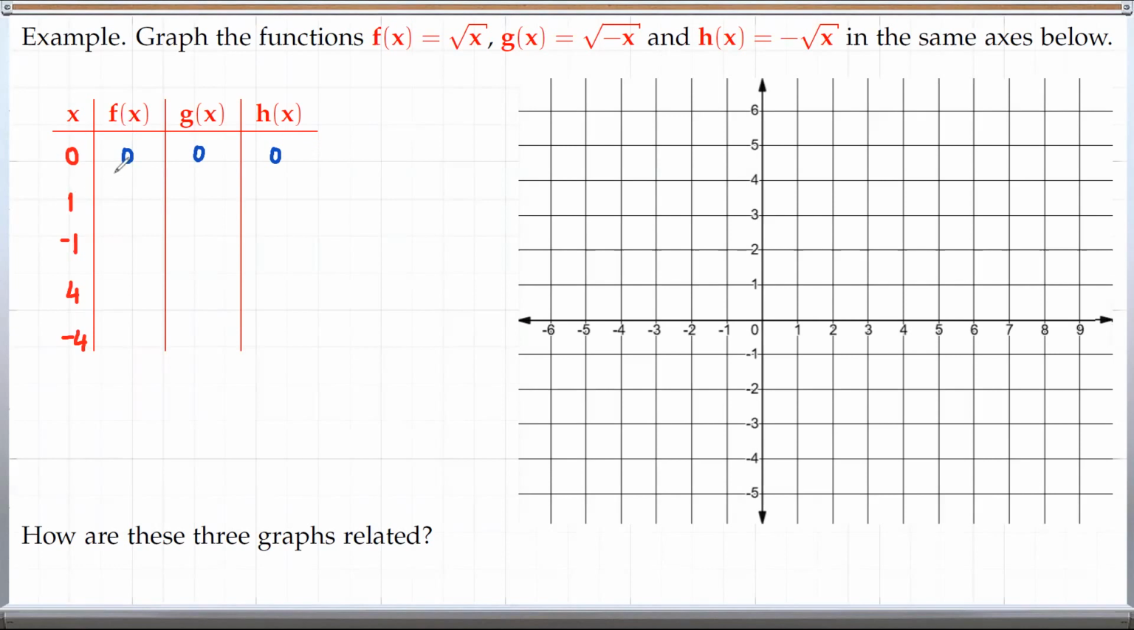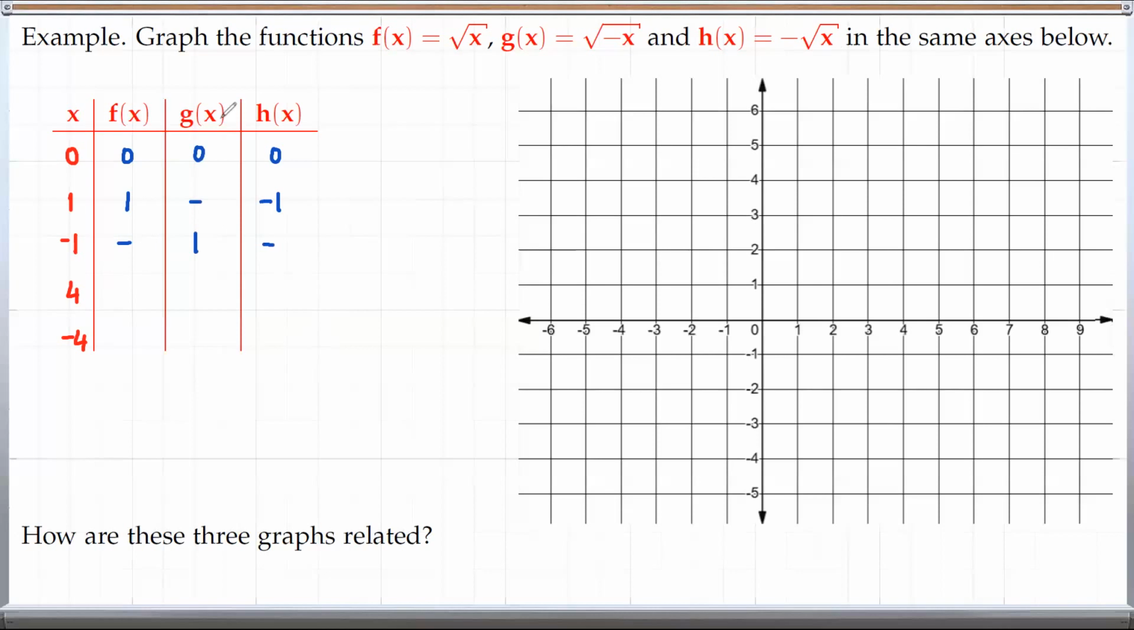When x is 1, f of x will be square root of 1, which is 1. G of x is square root of negative 1, which is not defined. H of x is negative square root of x. So negative square root of 1, which is negative 1. Now when x is negative 1, f of x will be square root of negative 1, which is not defined. G of x will be square root of negative 1, which will be square root of 1, which is 1. And h of x is negative square root of negative 1, which is again not defined.